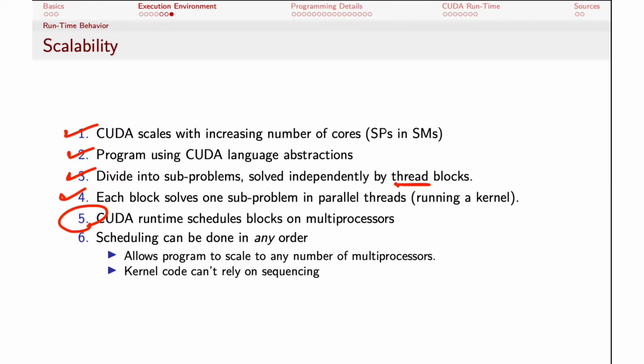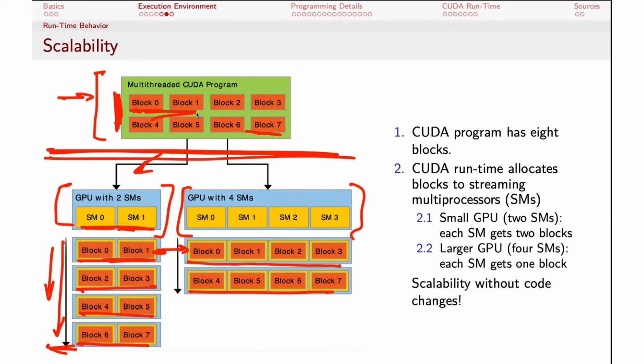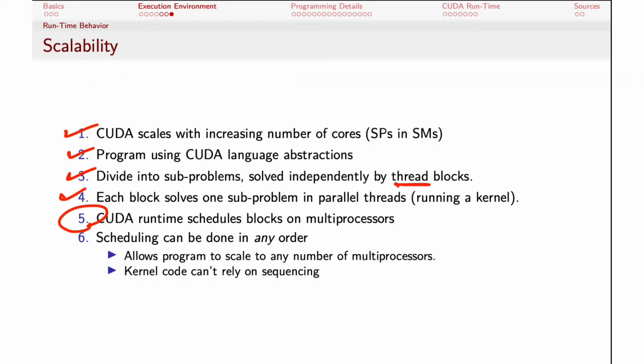We don't have to know, again, back to this illustration, we've set up 8 thread blocks in our implementation, and we don't have to know or care really how that's actually run on hardware. The runtime environment is going to take those 8 blocks and split them up appropriately to take maximum advantage of the computing capability of the underlying GPU.